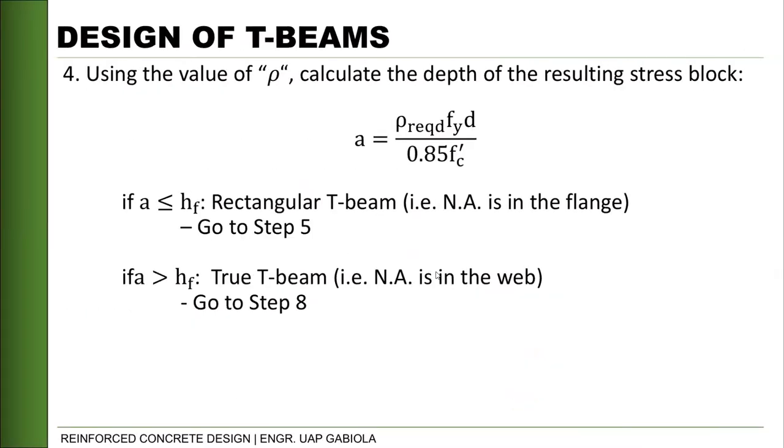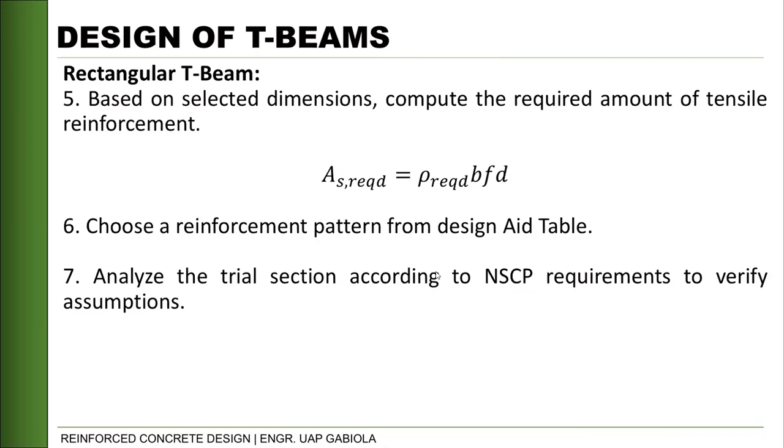Next, after that, we calculate the value of A using this formula. Once the value of A is less than or equal to HF, we treat it as a rectangular T-beam, and we will proceed to the fifth step. Otherwise, it means that the neutral axis is in the web, so we go to step 8. So first, once we prove that the T-beam is a rectangular T-beam, we use this process.